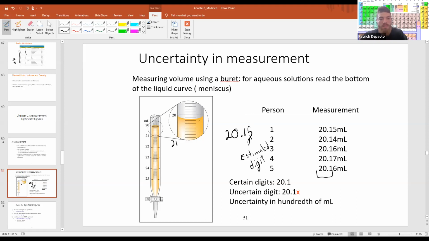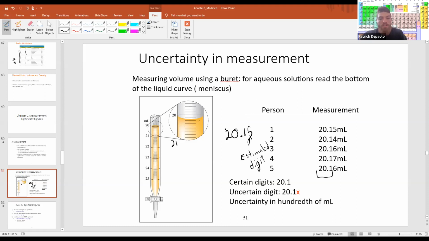Because overall, that's like a scientific rule, I guess they just decided on. Oh yeah, we'll give them an estimated digit. It'll make the measurements more accurate. And it would, because this definitely isn't 20.1. It's definitely more than that. 20.15 or 20.16 would be more accurate. So yeah, I hope that makes sense.